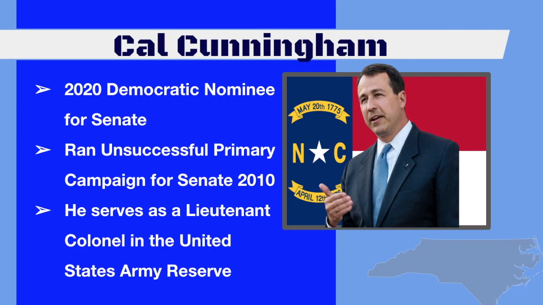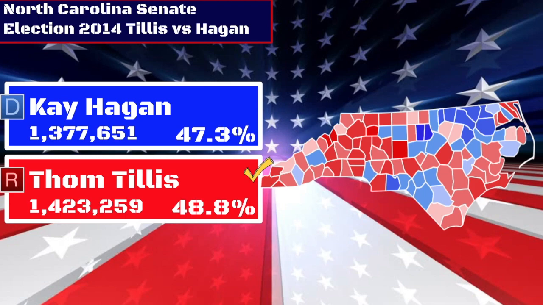Now, Cal Cunningham, he is the current 2020 Democratic nominee for Senate. He did run an unsuccessful primary campaign for the Democratic nomination in 2010 for the United States Senate. And he currently serves as a lieutenant colonel in the United States Army Reserve. So very, very impressive thing there.